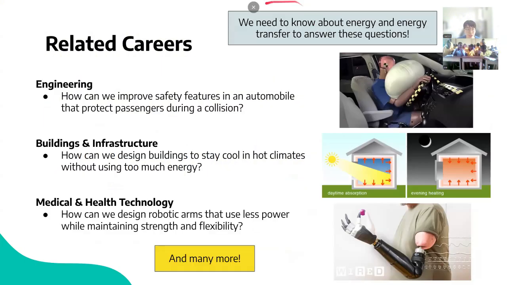And now let's look at some related careers of all the different kinds of energy and energy transfer. So I heard some of you were interested in engineering, and for example, they might ask the question of how can we improve safety features in an automobile, in a car, that protect passengers.